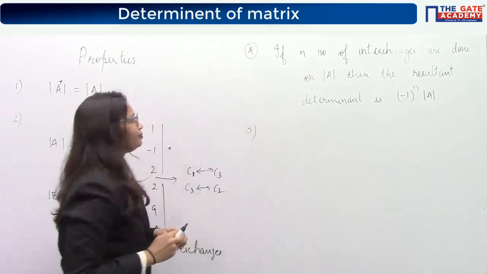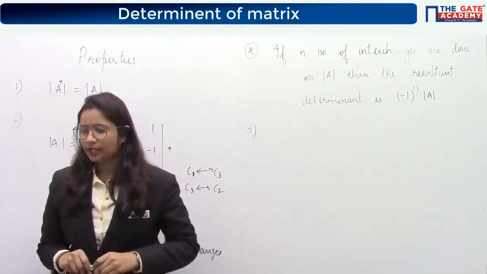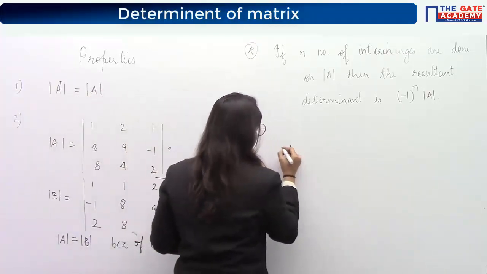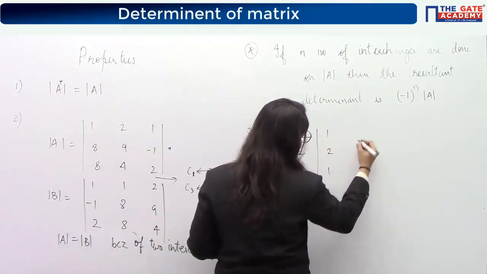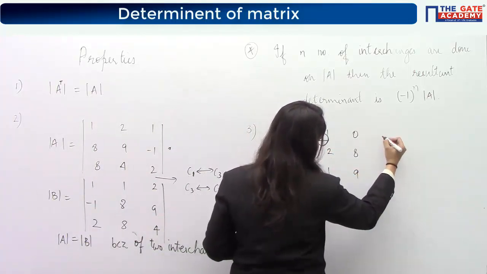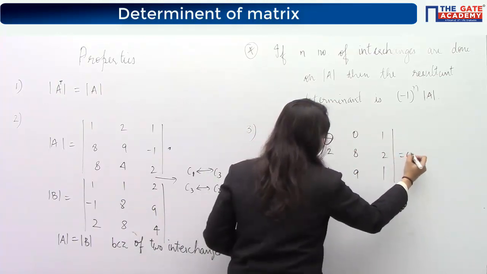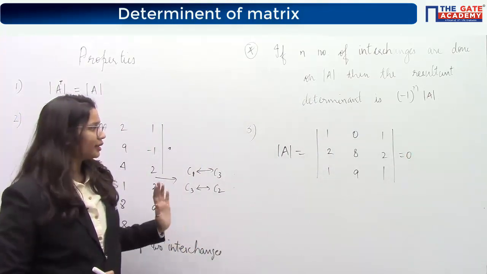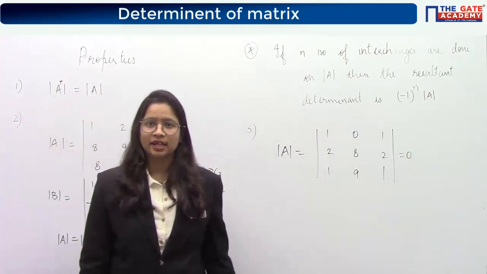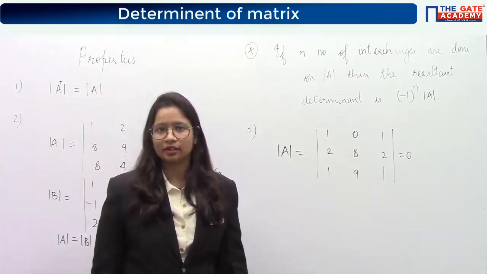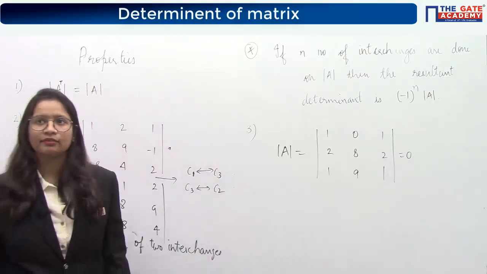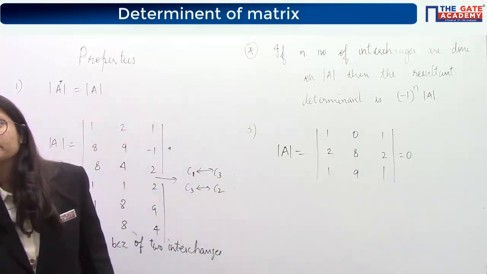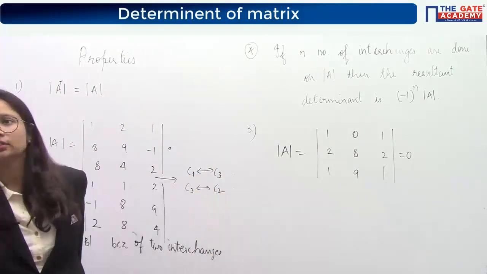Third property is: if two parallel lines are identical, the determinant is directly 0. Identical means the two parallel lines are the same, then the determinant will be directly 0. These two parallel lines can be either two rows or two columns, it doesn't matter. Everywhere there is a parallel line, that means the property applies to rows and columns both. Please write down the examples along with it.